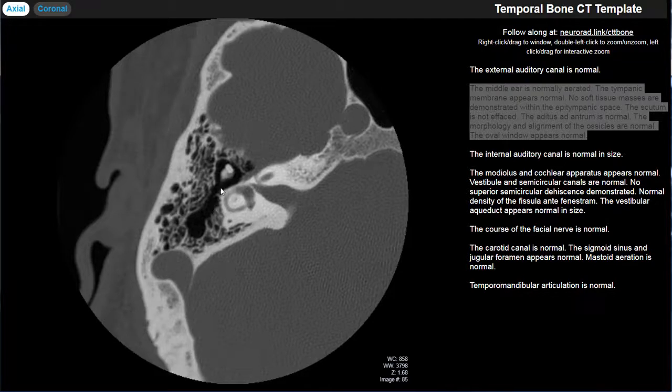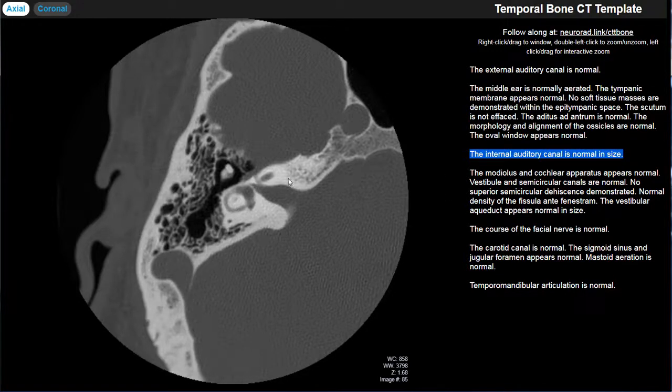If this aditus ad antrum becomes occluded by a soft tissue mass or mucosal thickening, it can lead to fluid buildup within the mastoid air cells and potential superinfection. It's an analog of the sinus drainage pathways within the paranasal sinuses.